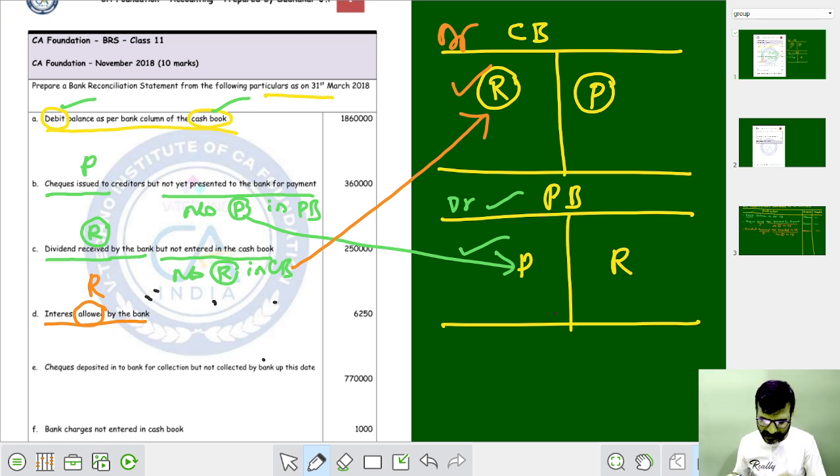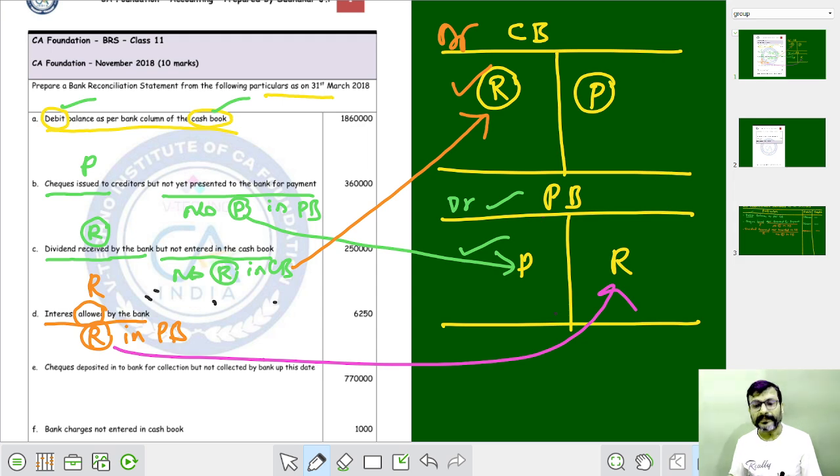Right? Fine. Receipt. In where? Allowed by bank means the entry is made in which book? The entry is made in the passbook. So I can say that it is a receipt in the passbook. See, when it is a receipt in the passbook, it means it is being credited in the passbook.